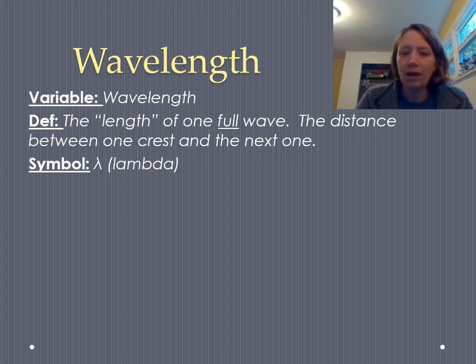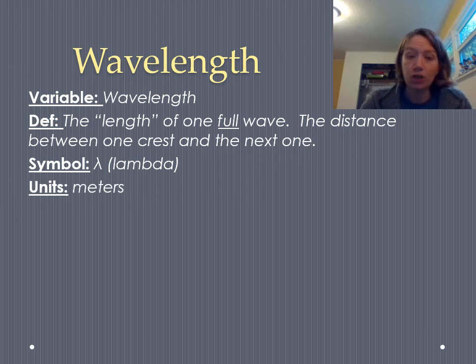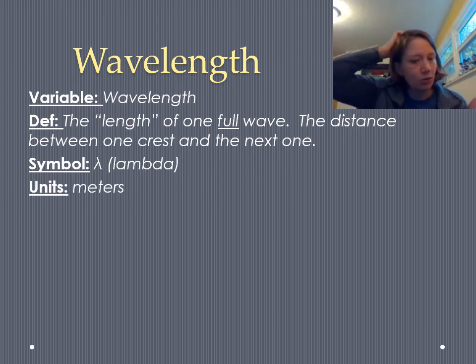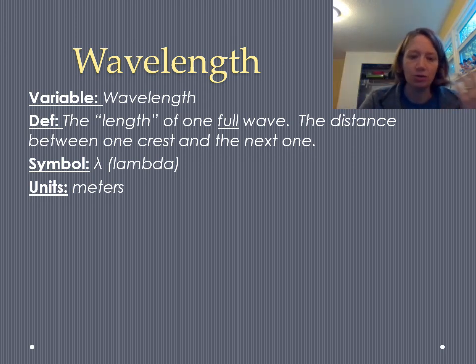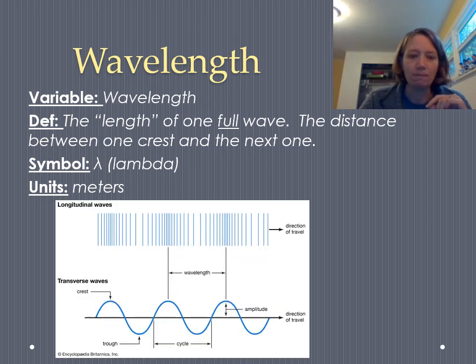The symbol for wavelength is actually this funny upside down Y looking thing. It's a Greek letter known as lambda, and that's what we're going to be using as our shortcut for wavelength. Because we're measuring a distance for wavelength, the units are just meters. I can use a meter stick to measure it, and it's pretty straightforward.